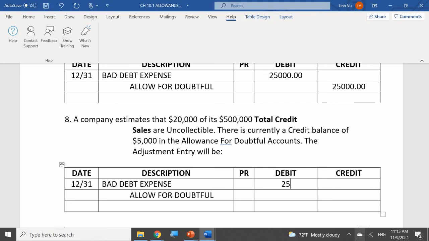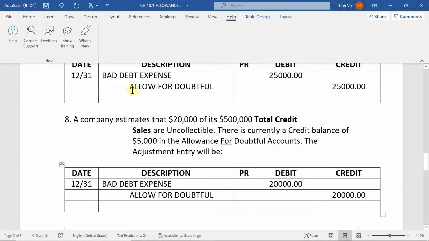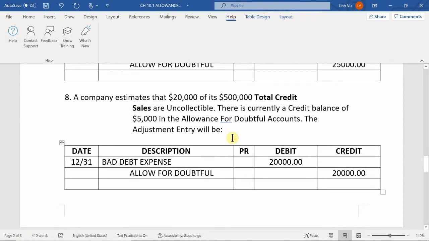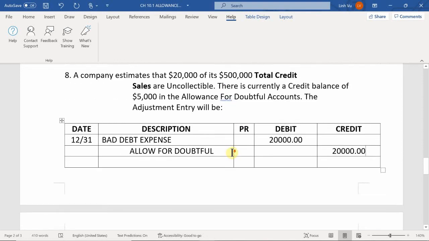The 20,000. Good. Okay. So again, you have to be very careful on which method you are using. We recognize it's the income statement method, right? The allowance for doubtful accounts does not ever appear on the income statement method. So the only number that we have to focus on here is just that 20,000, the estimated amount.